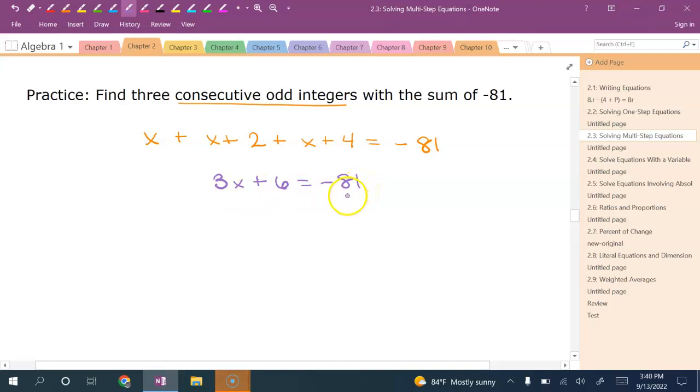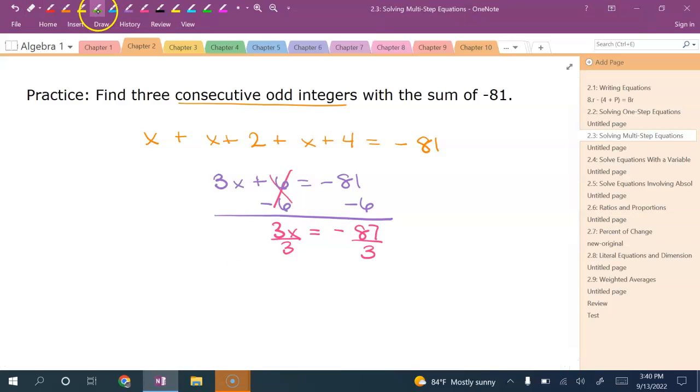So when you set this one up and you solved it, you should have gotten for the first, if you subtract 6, you get 3x equals, now you have to just be really careful here because it's negative 81 minus 6, so that's actually negative 87. Then you divide by 3. And so that should have been negative 29. And then going in a row should have been negative 27, negative 25.